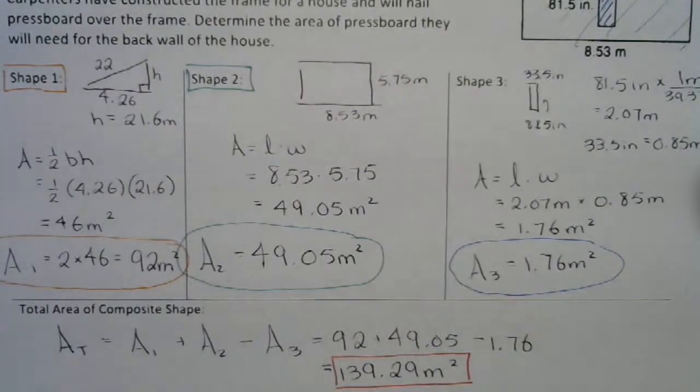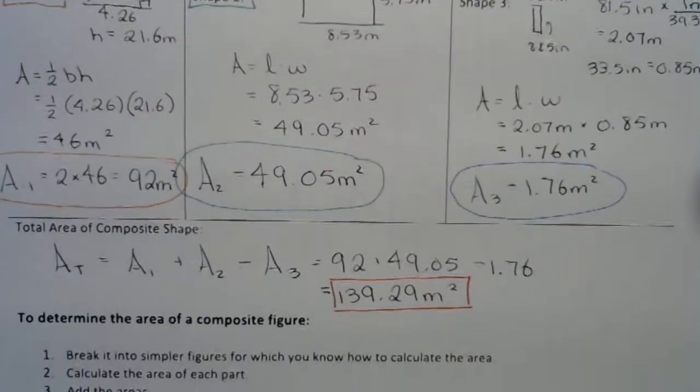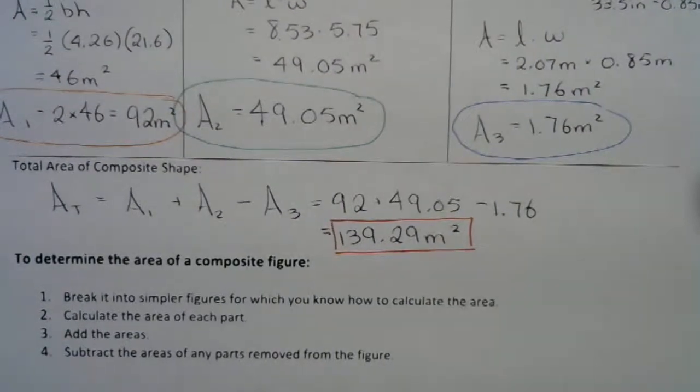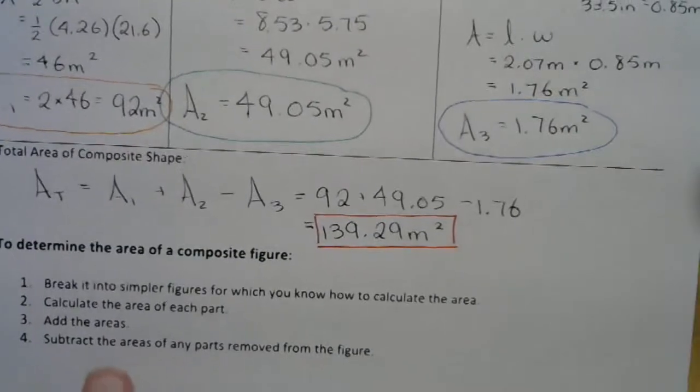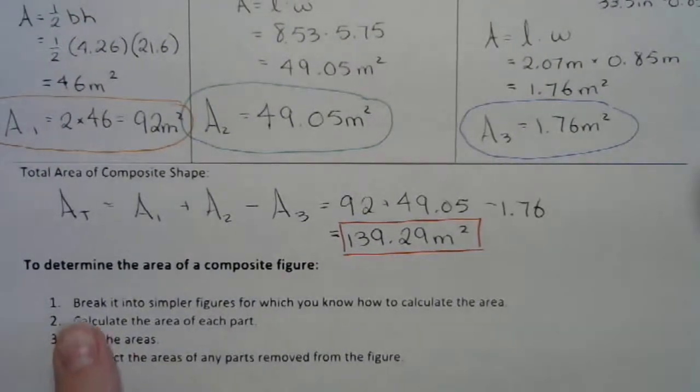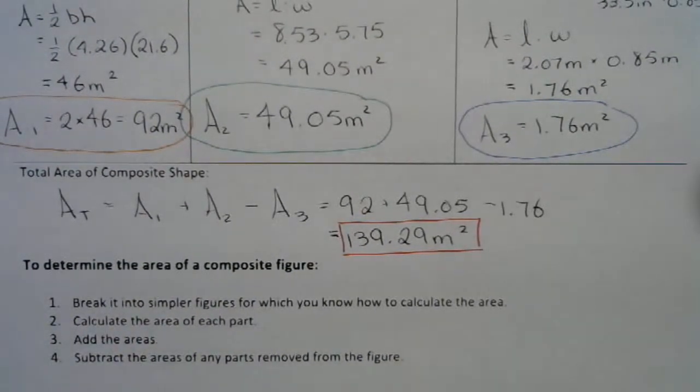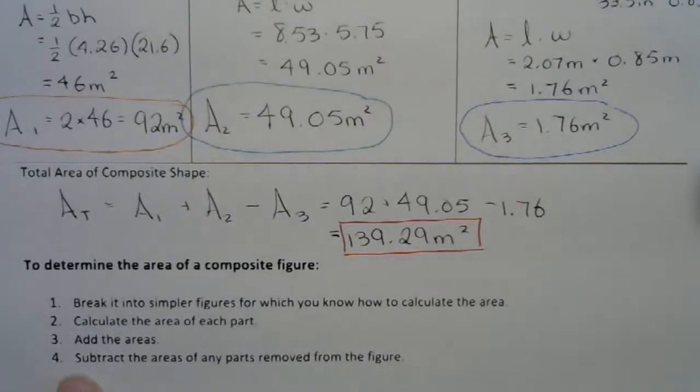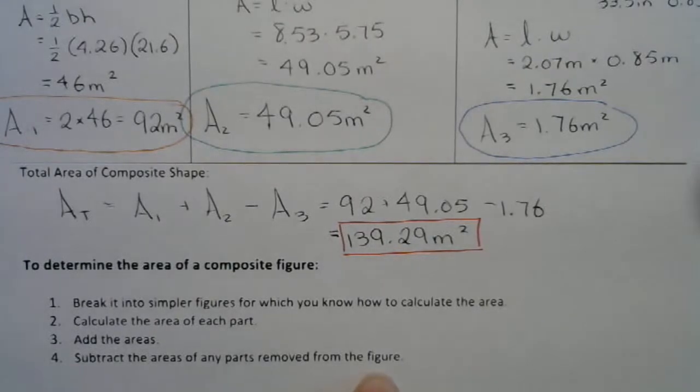So in general, okay, if we need to determine the area of a composite figure, first of all we have to take the shape and break it down into smaller pieces. Okay? If we can't calculate the area of the shape, then we need to cut it into something that we can. Calculate the area of each part, and then add the areas together. Okay? Keep in mind that we need to subtract the areas of any parts that we want to remove from the figure. So just be really careful when you do that final calculation.